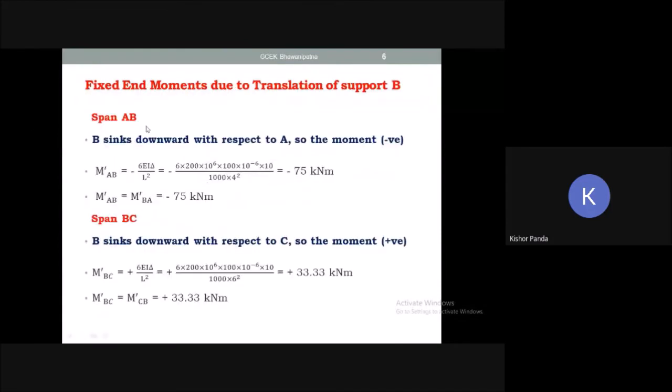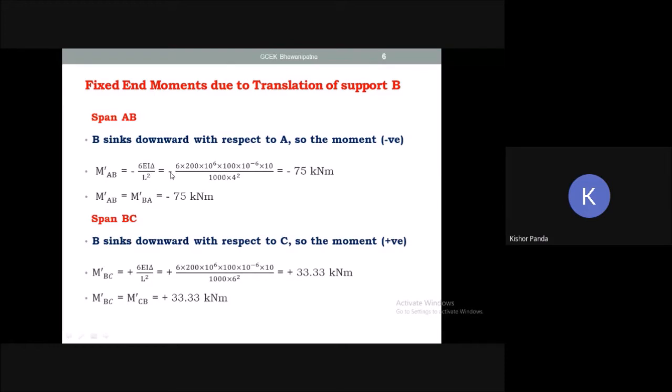Here you see span AB, when support B sinks downward with respect to A, the moment you have to take negative. M dash AB is equal to minus 6EI delta by L square. You know that is due to the sinking of support. Already we have discussed this in the fixed beam in the last semester. So due to sinking of support, this is the moment developed.